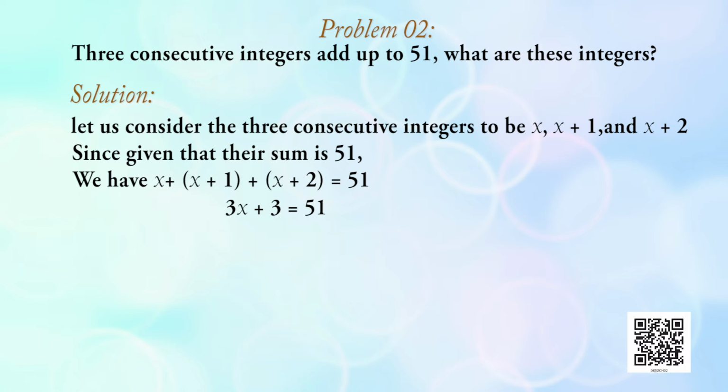Therefore, 3x plus 3 is equal to 51. And if you transpose 3 to the left hand side, it becomes minus 3. Therefore, 3x is equal to 51 minus 3, that is 3x is equal to 48. Now, divide both sides by 3, it becomes x is equal to 48 by 3, that is nothing but 16.